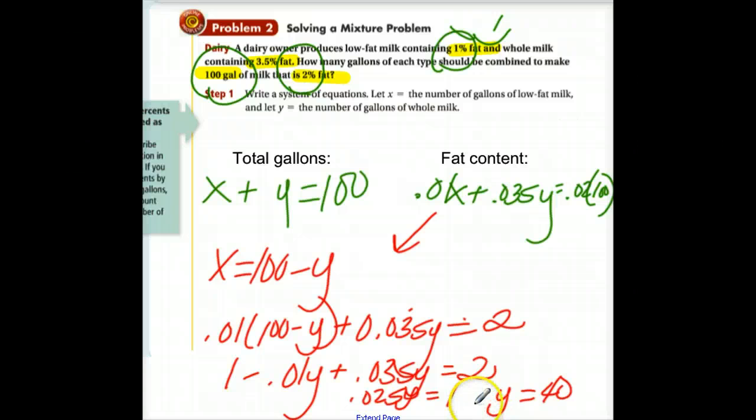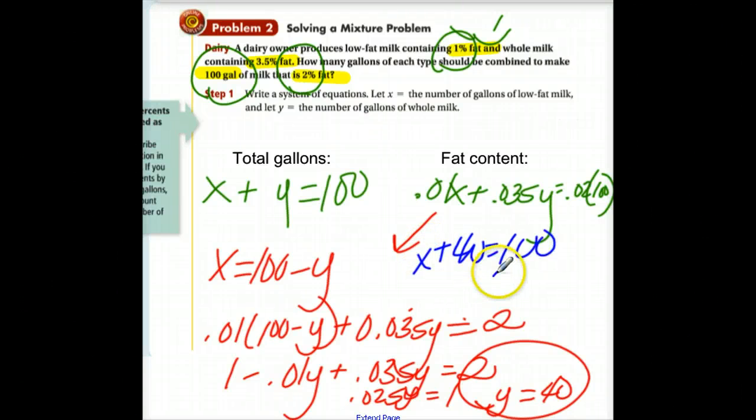And then my final step is to plug 40 for y back into an original equation. So x plus 40 equals 100. x is going to equal 60. So the owner should mix 60 gallons of low-fat milk with 40 gallons of whole milk.